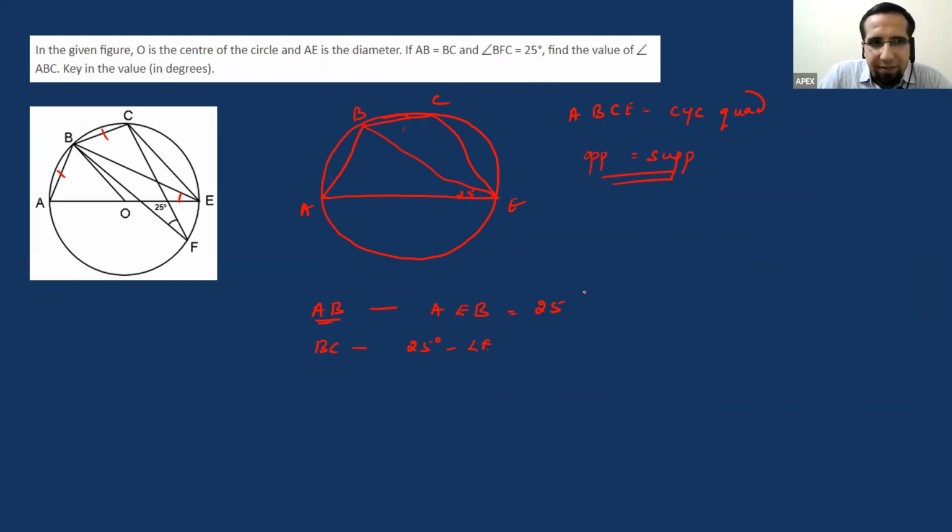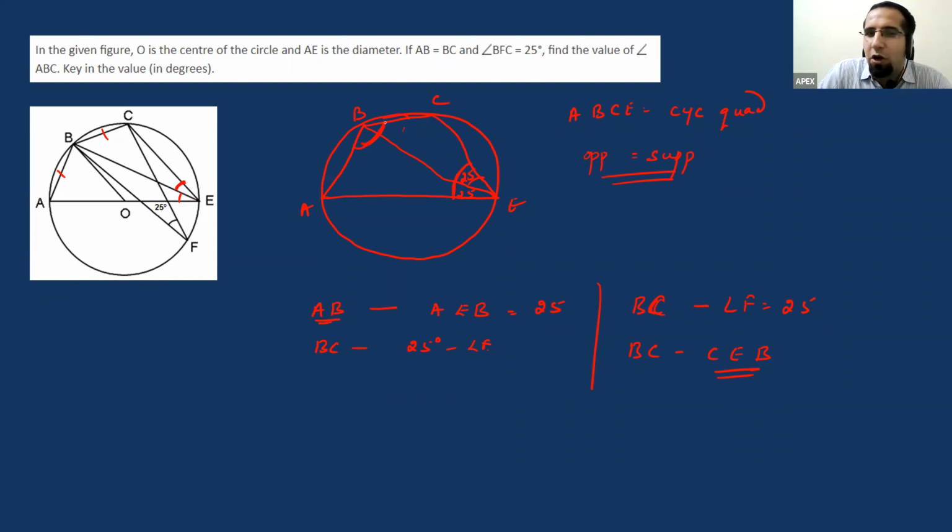Now look at the chord BC, guys. BC subtends angle F is equal to 25. The chord BC, and the same chord BC also subtends angle CEB at the circumference. You can look at this angle is also equal to this angle, which is also equal to 25. So 25 plus 25, this is how much, guys? This is 50.